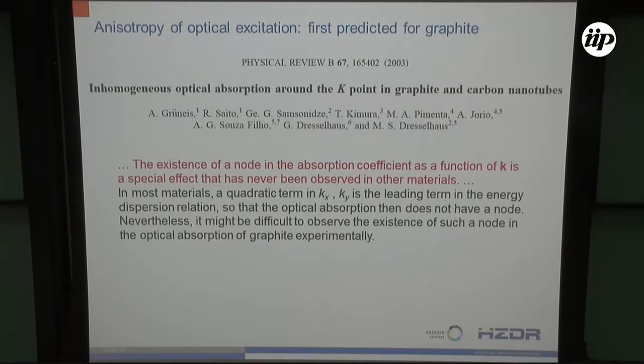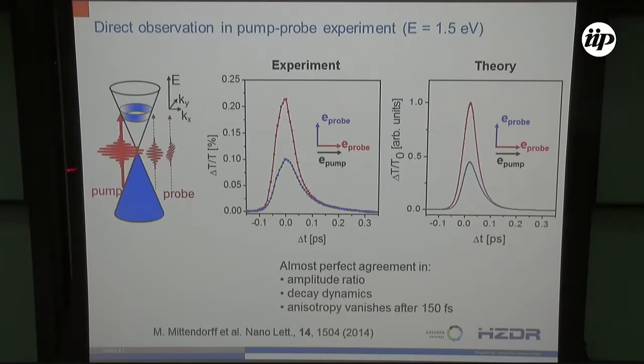This actually was first predicted for graphite by Dresselhaus just 1 year before the whole graphene excitement started. And so they say that the existence of a node in the absorption coefficient as a function of k is a special effect and has never been observed in other materials. And they go on saying, nevertheless, it might be difficult to observe the existence of such a node in the optical absorption of graphite experimentally. So this is a challenge, we should do it. And we didn't do it in graphite, but in graphene. So here are the results. We pumped the graphene with linearly polarized light, and then we probed with either parallel or perpendicular polarization.